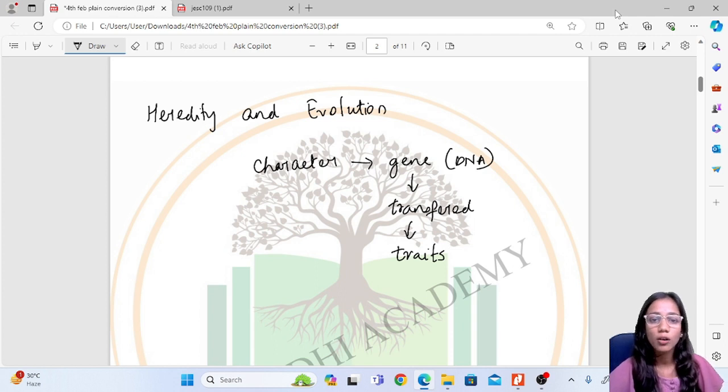So that is how the traits get inherited, and there is more variation in sexual reproduction as compared to asexual reproduction, and this variation actually helps. For example, the new variation formed in the offspring can lead to resistance to a particular disease, which is advantageous to the offspring. So sexual reproduction leads to variation and inheritance of different traits.